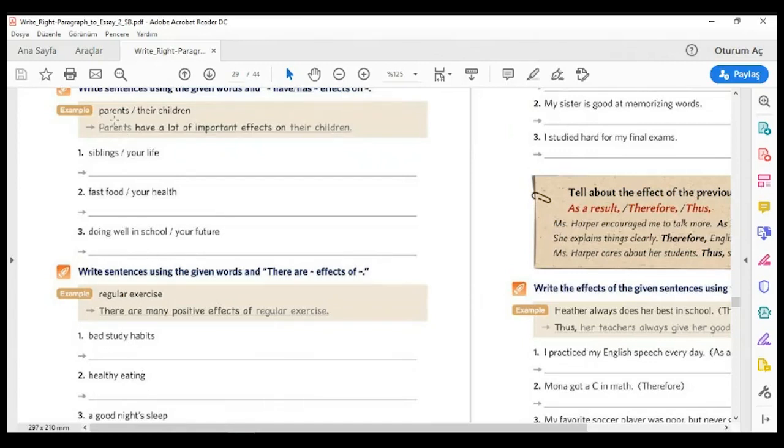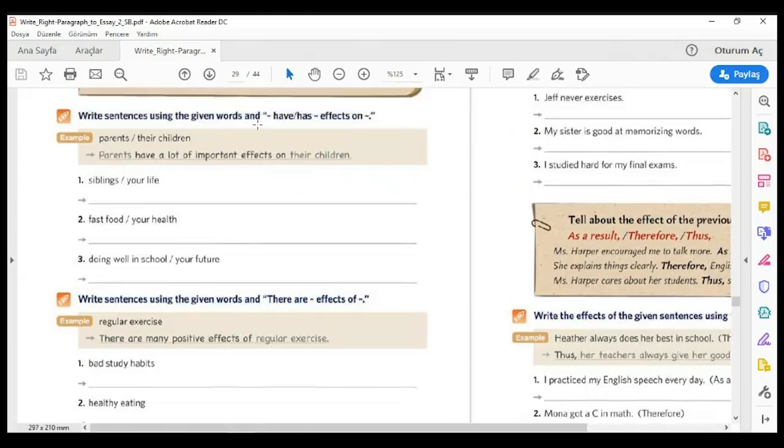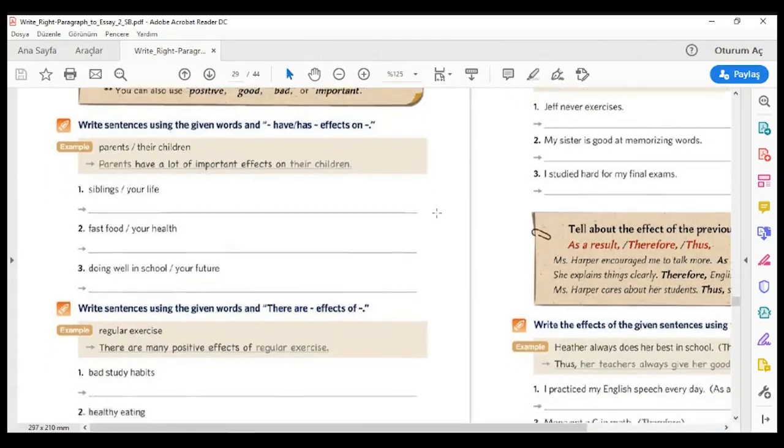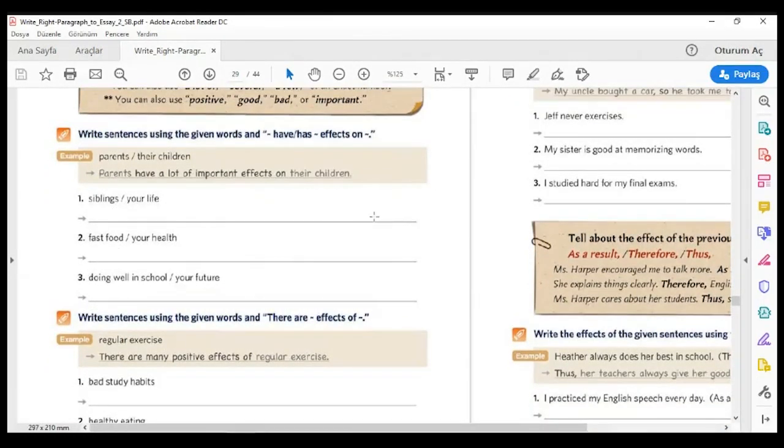So the first one, let's look at the example. Parents, their children. So parents have a lot of important effects on their children. Parents have, it's have because parents is plural, a lot of important effects. So instead of saying many, we're using a lot. And instead of saying positive, we're using important. So you can mix it up all the time. Okay. Then we have siblings, your life.